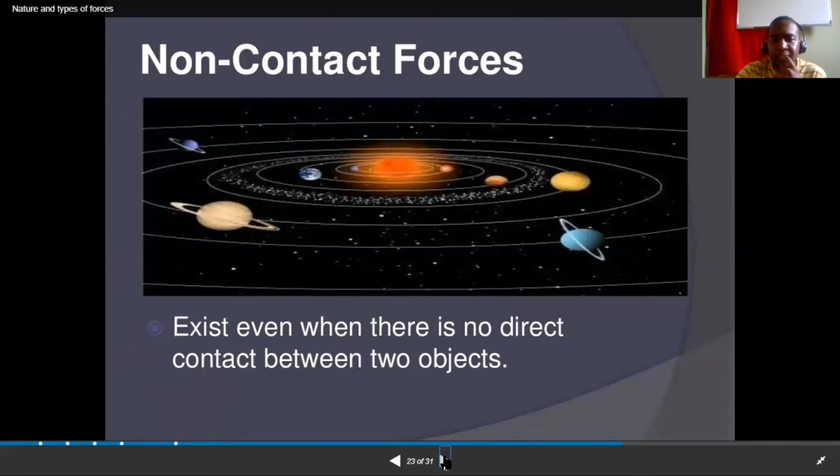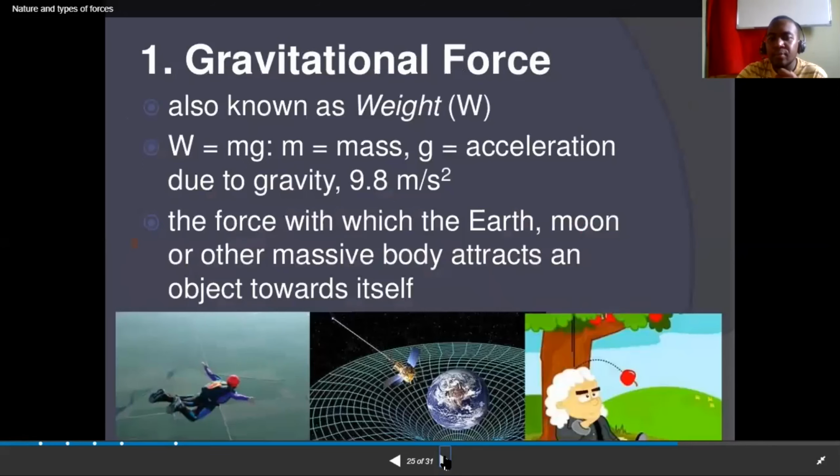All right, so let's look at non-contact forces now. The first one is gravitational force. This force is basically based on Einstein's first explanation of gravity: between two large masses, there is an attractive force that we experience as gravity here on Earth.